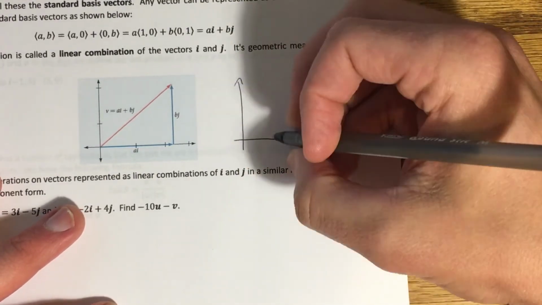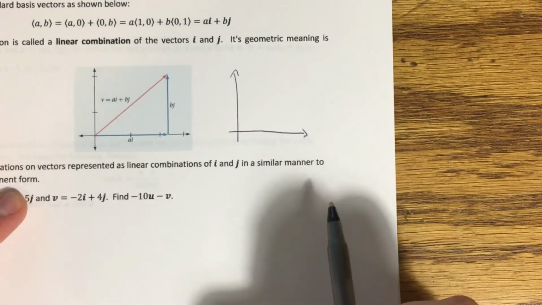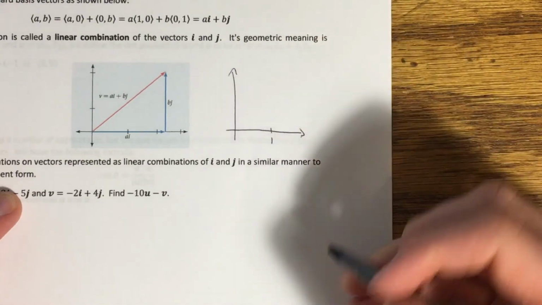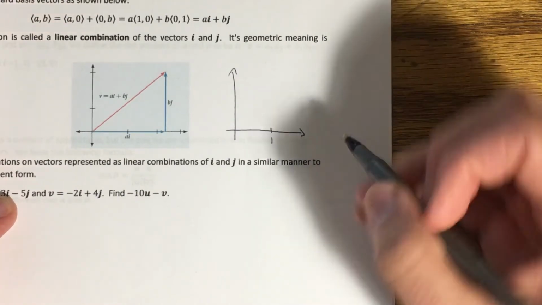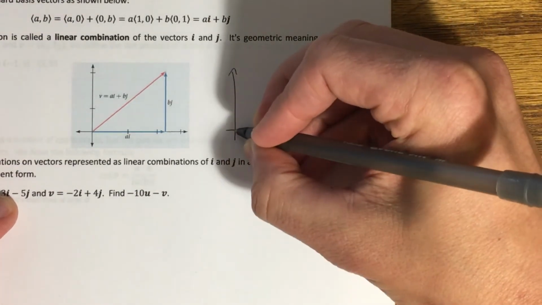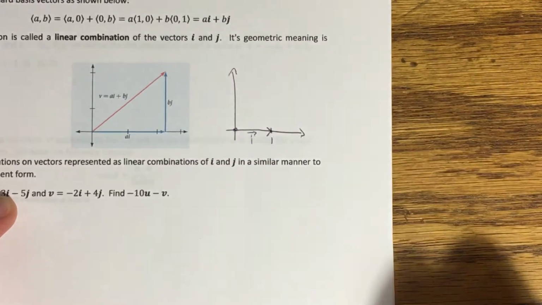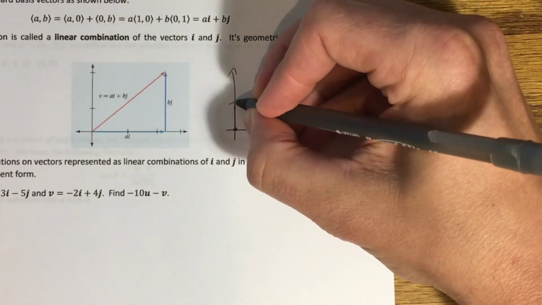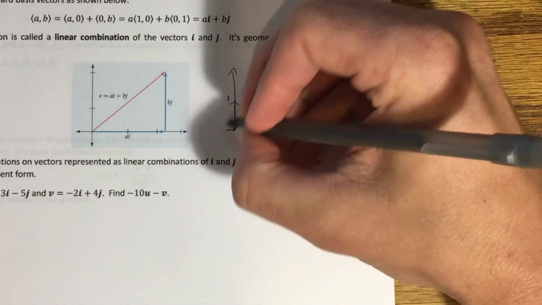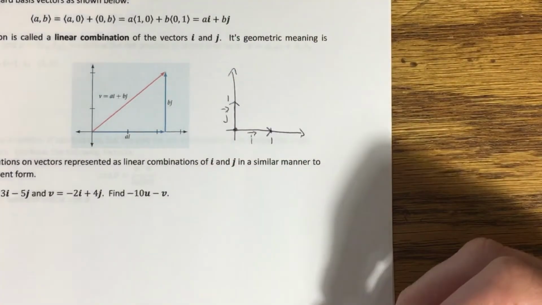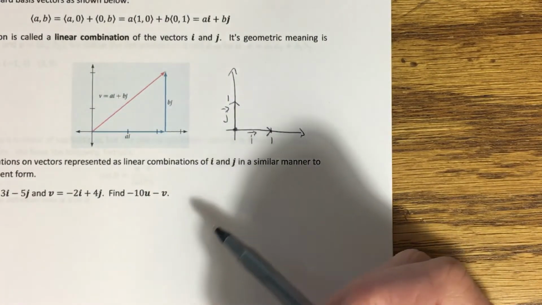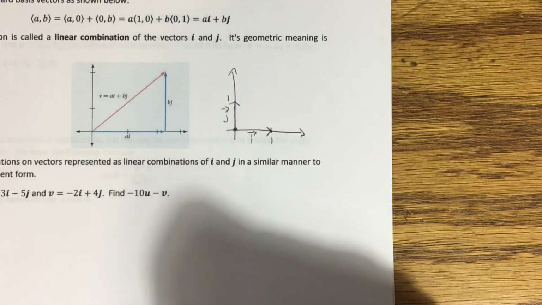i is the vector 1, 0. That means it's horizontal. I'm going to put these in standard position, by the way. It has a horizontal component of 1, so from the origin I move 1 unit to the right, and a vertical component of 0, which means I don't move vertically at all. So the vector i is right there. Notice it's on the x-axis. Similarly, j has 0 for its horizontal component, but 1 for its vertical component. So j is there. So together they lie on the coordinate axes, specifically the positive x and y coordinate axes.